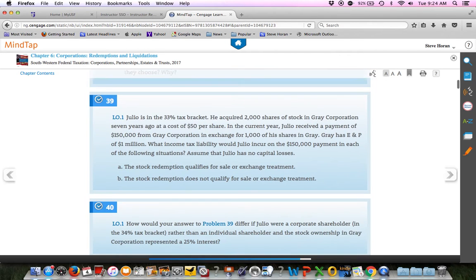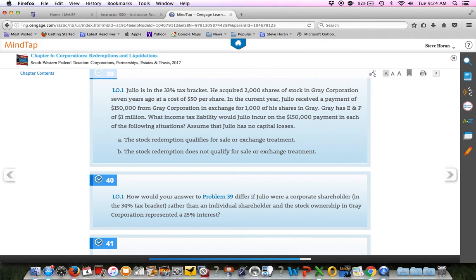Okay, question 39. Julio is in the 33% tax bracket. He acquired 2,000 shares of stock in Gray 7 years ago at a cost of $50. In the current year, Julio receives payment of $150 from Gray in exchange for 1,000 shares in Gray. Gray has E&P of $1 million. What's the income tax liability Julio would incur on the $150 payment in each of the following situations? Assume that Julio has no capital losses. Stock redemption qualifies for sale or exchange treatment, letter A.